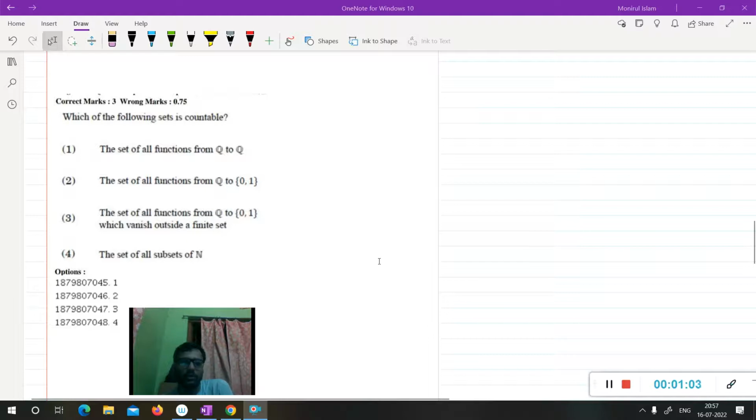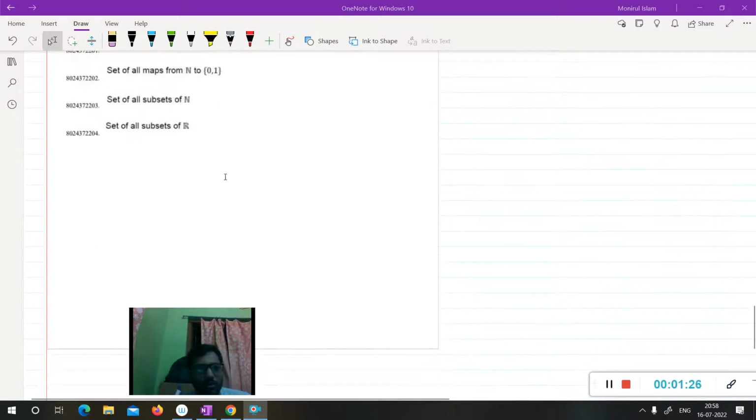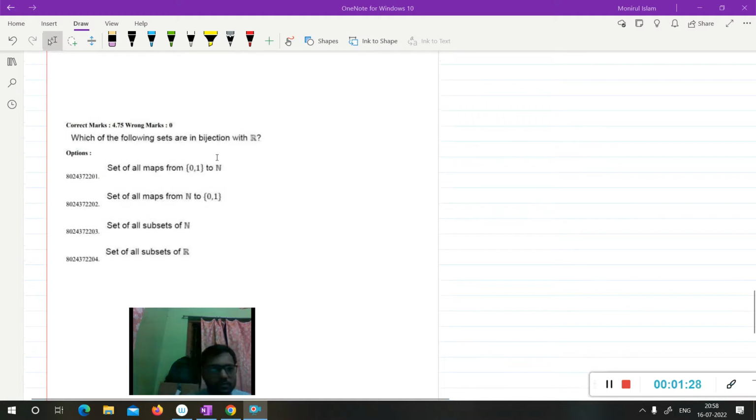After finishing real analysis, I will start linear algebra, so linear algebra PYQs discussion. So let's start. This question was asked in CSIR NET on 26 November 2020.